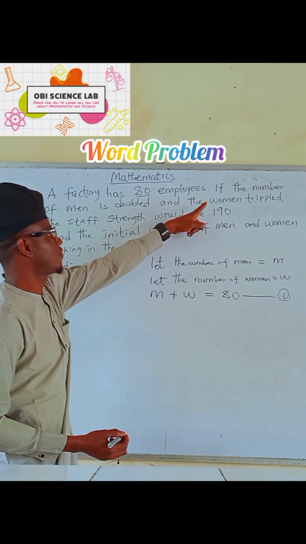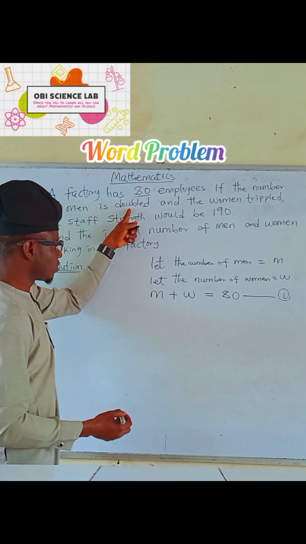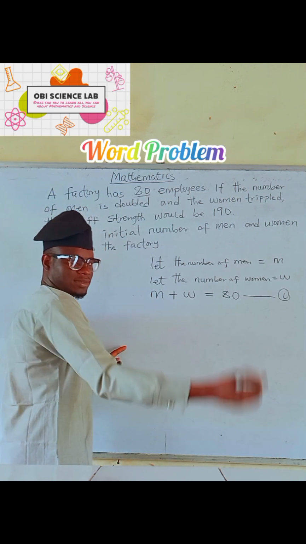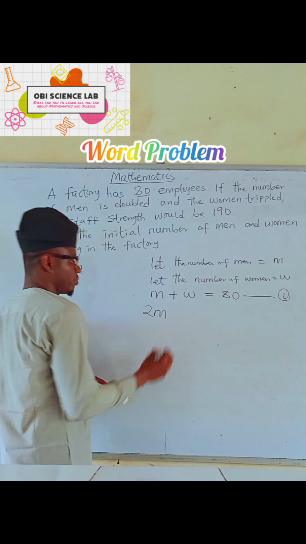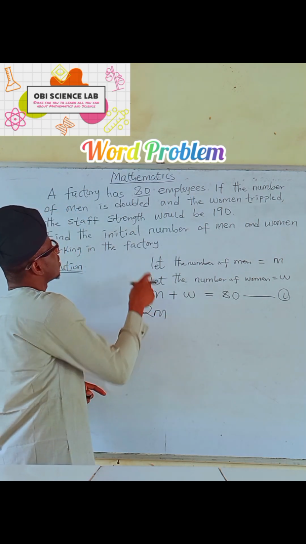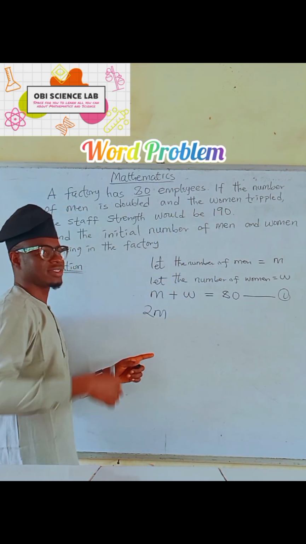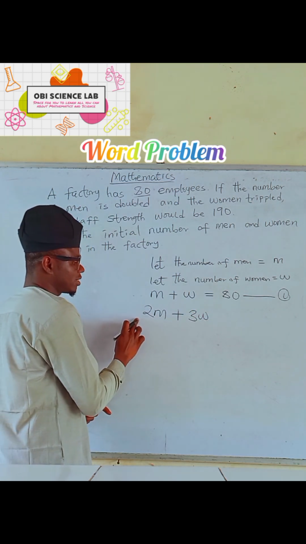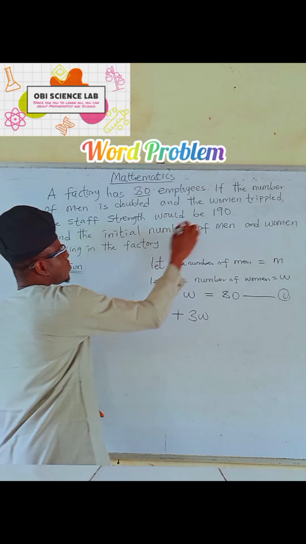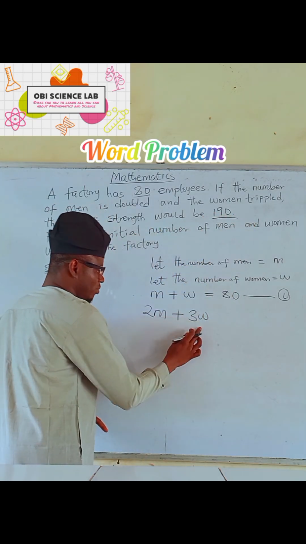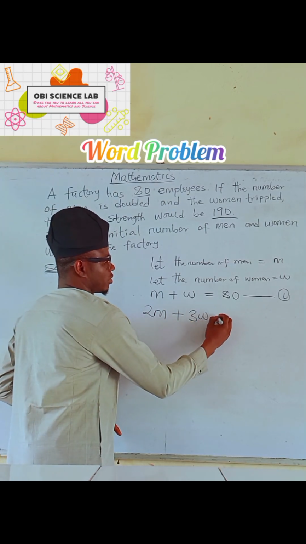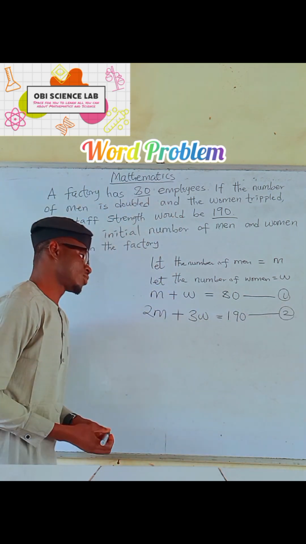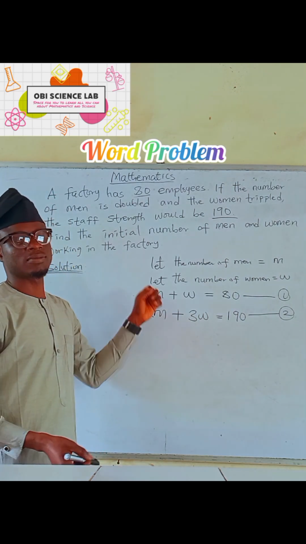Again, the statement went further to say if the number of men, which is m, is doubled, the double of any number is 2 times the number. So this simply means 2m. That is the double of the number of men. And the women tripled, which means 3 times w. The statement is saying if this happens, the staff strength would be 190. So when men are doubled and women tripled, the staff strength of the factory is 190 employees. We can call this our equation 2. So we have been able to derive 2 equations from this statement.